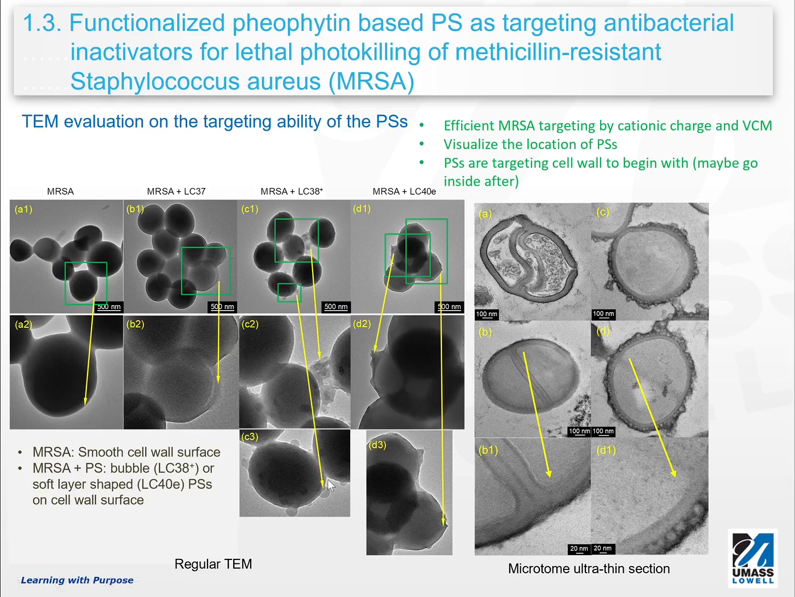For LC38, this bubble-shaped stuff is LC38 that is attached on the MRSA cell. And for LC40E, you can see there is a membrane-shaped drug attached on the surface of the cell. And furthermore, we used microtome ultrathin sections to evaluate the position of those drugs. For LC40E, if we take a look at the MRSA cell first, you will see they still have a very smooth surface. There is nothing around the surface of the MRSA cell.